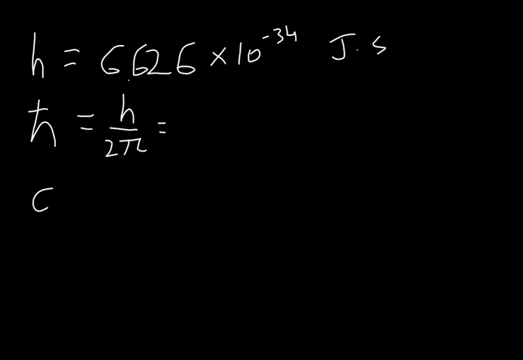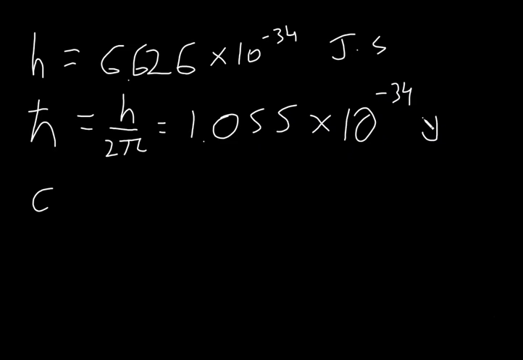Sorry, I didn't have this pulled up before. Okay. H divided by 2 pi is approximately 1.055 times 10 to the negative 34th. Still joule times seconds, right? Because 2 pi is a constant. And the speed of light, c, is about 3 times 10 to the 8th meters per second.